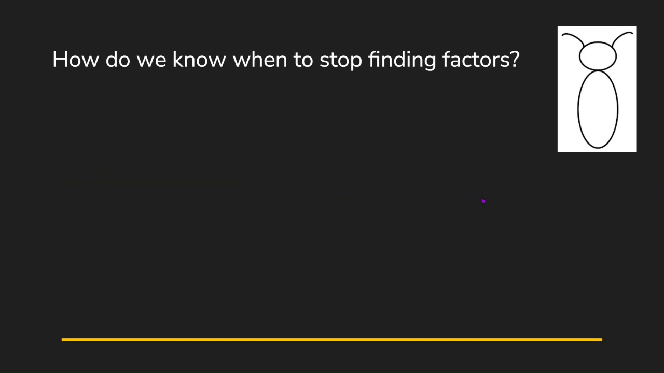So moving on to this question, which I heard was asked in class, which is a really good question. How do we know when to stop finding factors, right? How many legs should our factor bug have? Should it just go on forever? The answer to that is no, right? Each number has a set amount of factors, but how do we know when to stop?